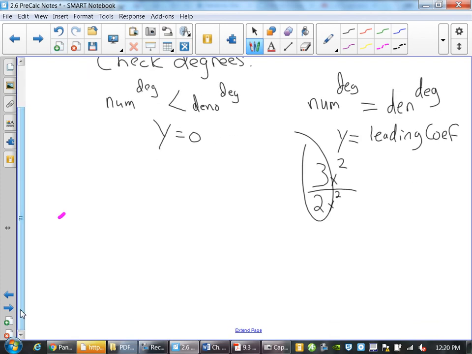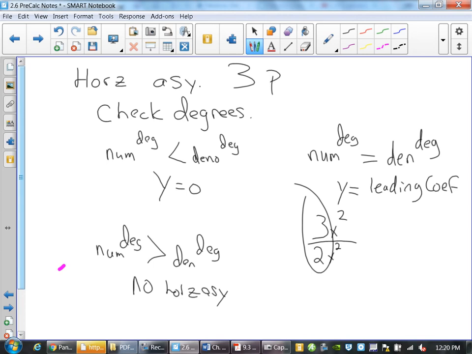And then the last one was if the numerator degree was greater than the denominator degree, then there was no horizontal asymptote. So there are 3 possibilities. Degree at the top is smaller than the degree at the bottom, then it's y equals 0. If the degrees are the same, it's y equals the coefficients. And if the degree at the top is bigger than the degree at the bottom, then there's no horizontal asymptote.